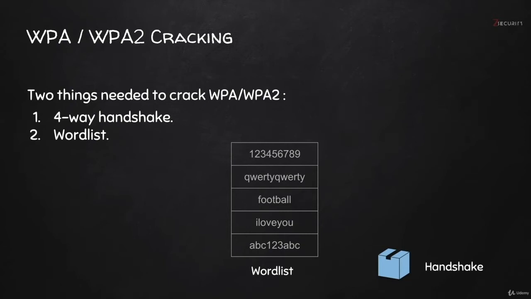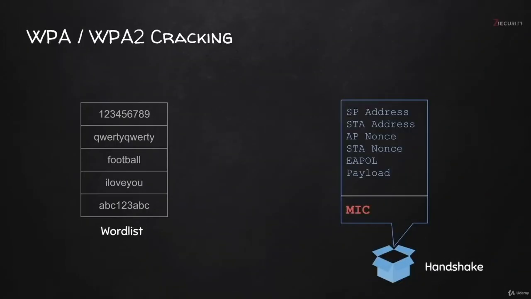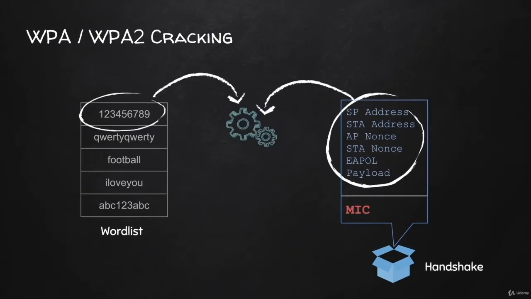To do this, aircrack-ng is going to unpack the handshake and extract the useful information. The MIC right here, or the message integrity code, is what's used by the access point to verify whether a password is correct or not. So it's going to separate this and put it to the side, and then it's going to use all of the other information right here combined with the first password from the word list to generate an MIC, another message integrity code.